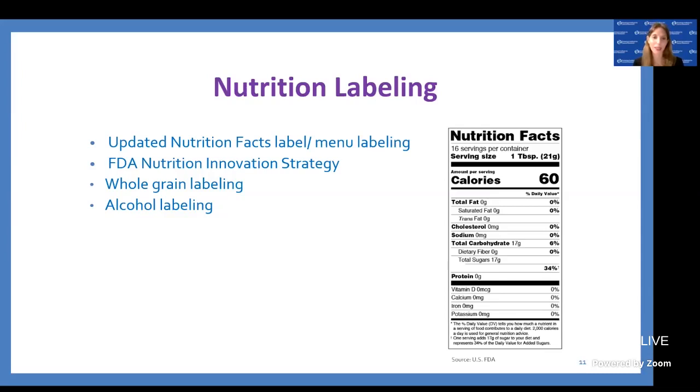And AICR has been engaged in ensuring that that bill moves forward and includes the whole grain labeling component. Also, with respect to nutrition labeling, we see that there are some loopholes in the labeling of alcoholic beverages. So alcoholic beverages are regulated differently than non-alcoholic beverages and other foods, and they don't require the same nutrition labels as food packages, despite their often providing significant calories in addition to their alcohol content.